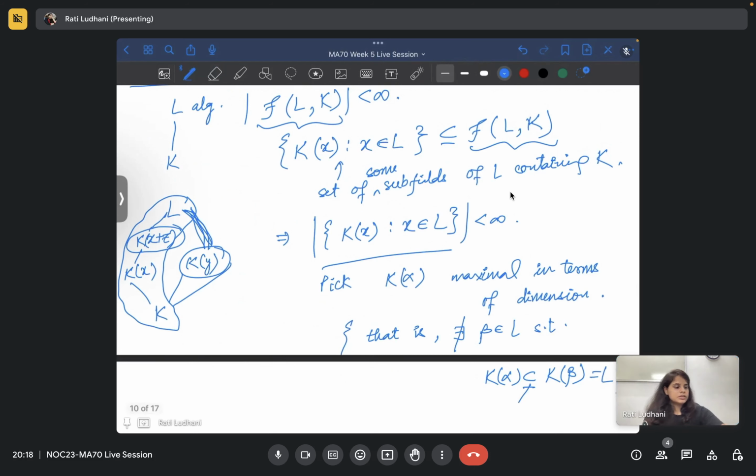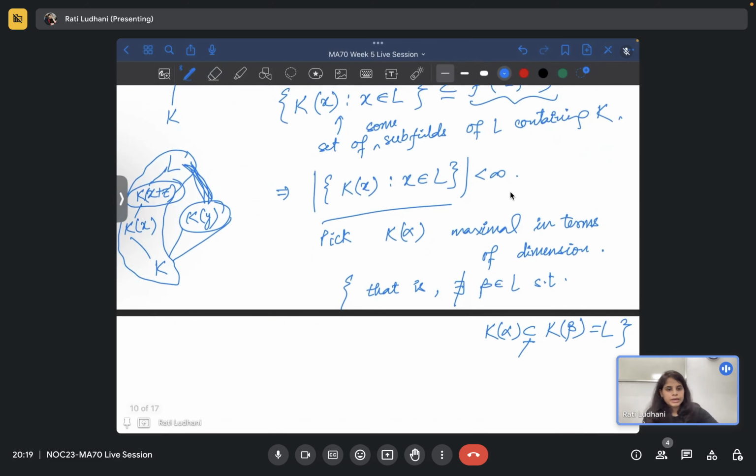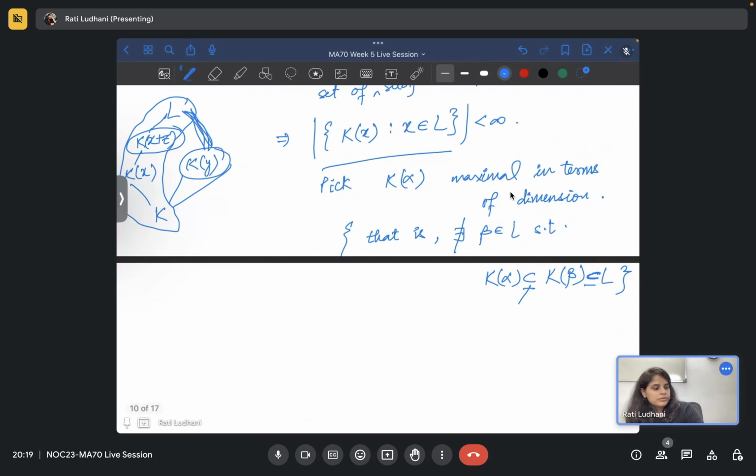So this set is something like you are picking the maximal one, we don't care if this is equal to L or not. Okay, so this is contained in L, this might be equal, this might not be equal. But if L is of the kind K(beta), then we should consider the maximal one, that is L itself. So there should not exist anything in between K(alpha) and L of the kind of just one element, like a simple field. Okay, so we have picked this, where alpha belongs to L.